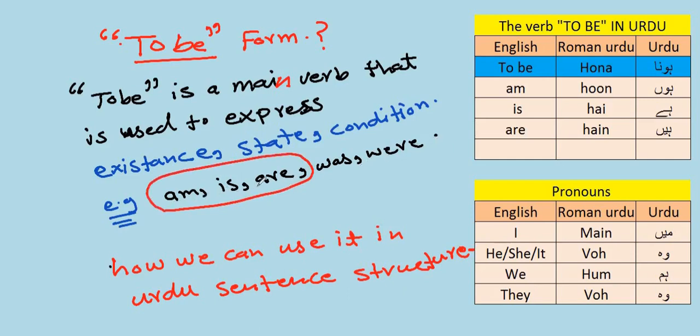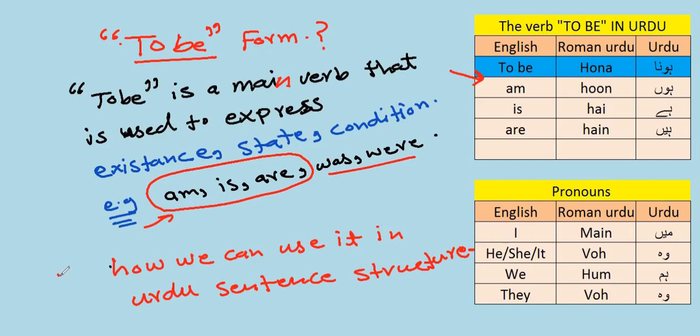So am, is, and are we use in present tense, was and were in past tense, and will and shall in future tense. But in this video we will learn about these three, am, is, and are, because I already wrote them here in the table. The concept is the same for past and future, but that we will discuss inshallah later on in the tenses videos. I will make videos for tenses in Urdu language, so there we will cover that.